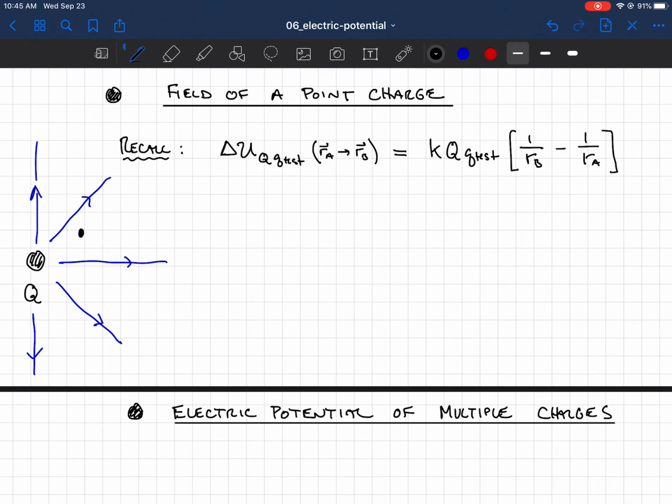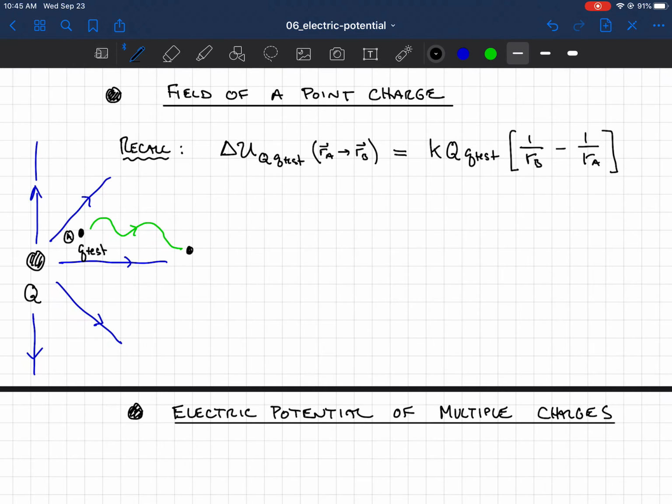And then you could move another charge in its field. So in this case, we're going to talk about that other charge being a test charge. In the previous lecture, we just talked about some little q, whatever it is. You move it from one point in space to another, and you get a potential energy difference.